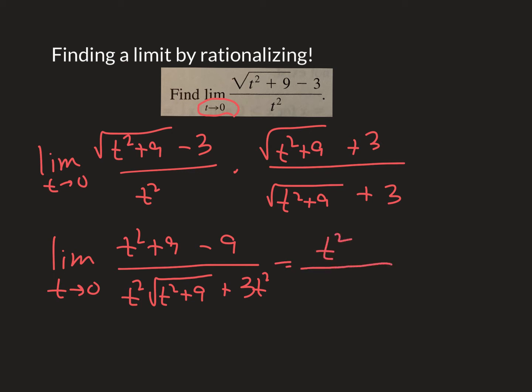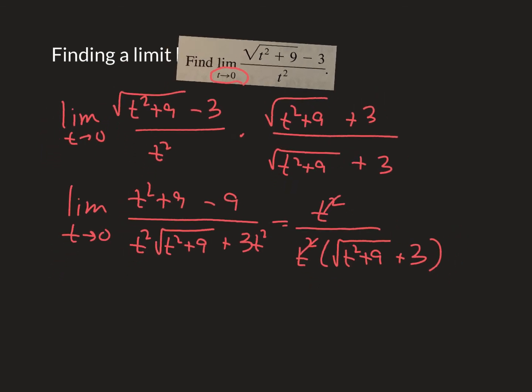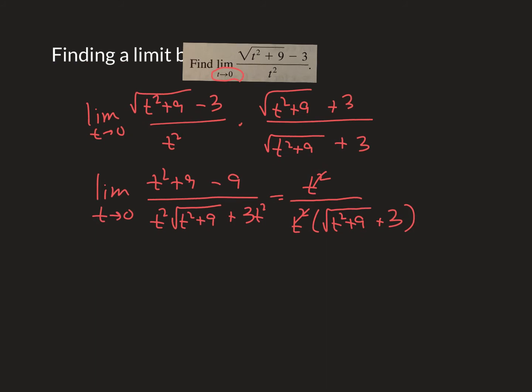And my denominator, I probably should have left it like this. I probably should have left the t squared out here. I'm going to rewrite that and do it this way. I'm basically factoring that t squared back out that I actually multiplied already. Sorry about that. And I notice now I can cancel. The t squares are gone. Let's see here. And then now I'm looking at the limit as t approaches 0 of 1 over the square root of t squared plus 9 plus 3.